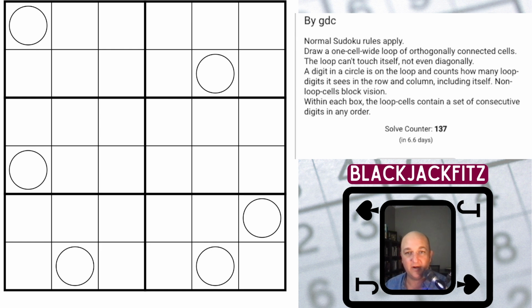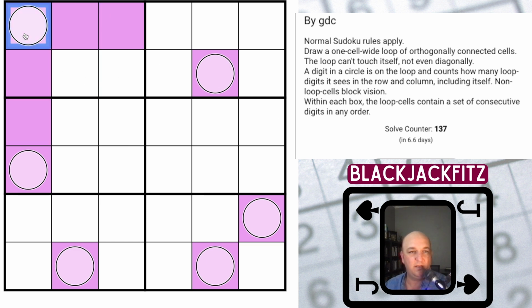Okay. All right. So non-loop cells block vision within each box. The loop cells contain a set of consecutive digits in any order. Right. So this is actually very familiar because I just solved a puzzle like this. It's slightly different, definitely, but many of the same sort of rule sets. So the first thing I'm going to do is put all these on the loop. I'm going to extend the corner of this loop here. And now it can't touch itself, so that's loop. And that's loop.